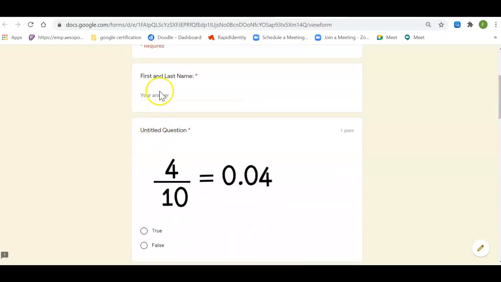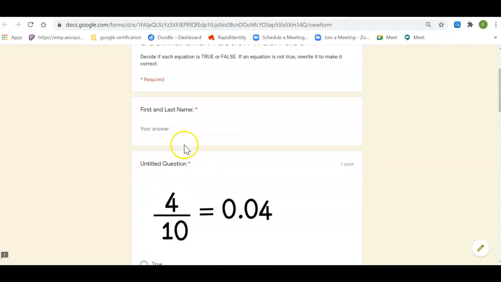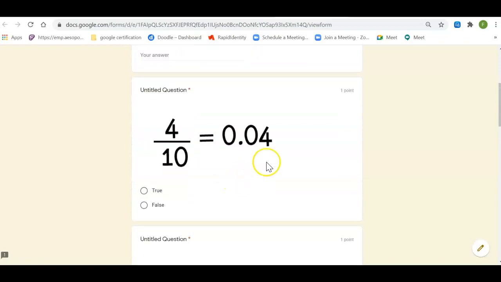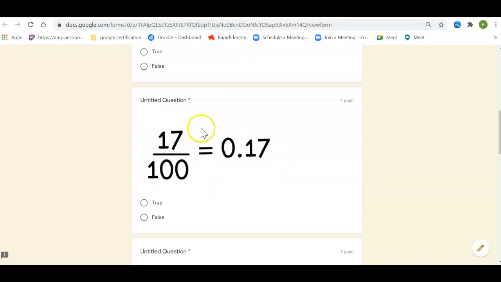So here, enter your first and your last name. This is our first one. It says 4/10 is equal to 40/100. Is that true or false? You're going to answer true or false. And when you make your corrections, just make them inside of your notebook, guys. So answer true or false right here.